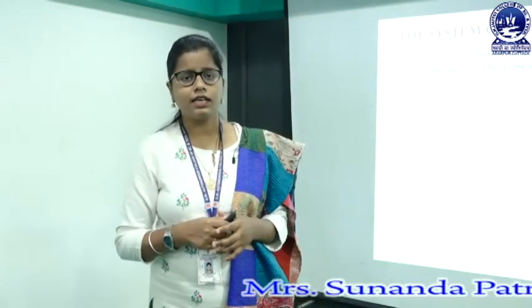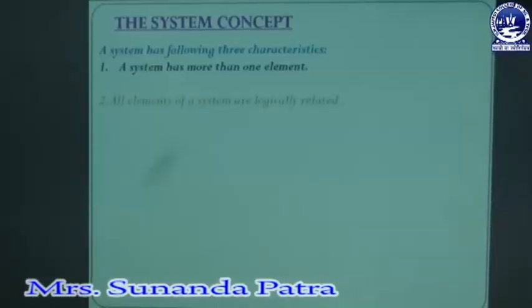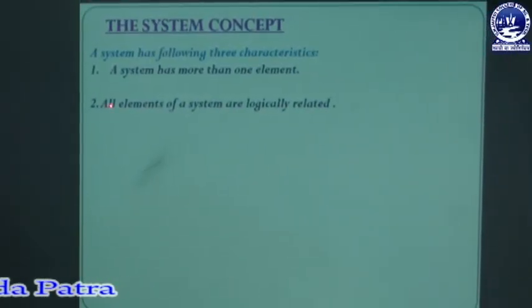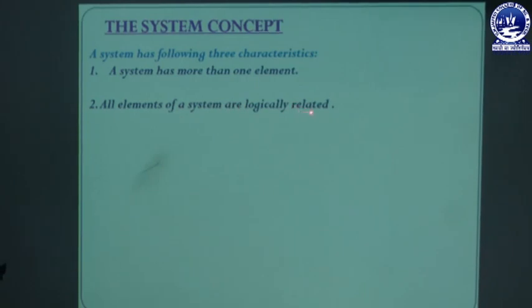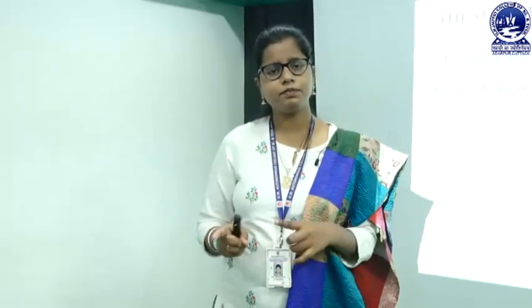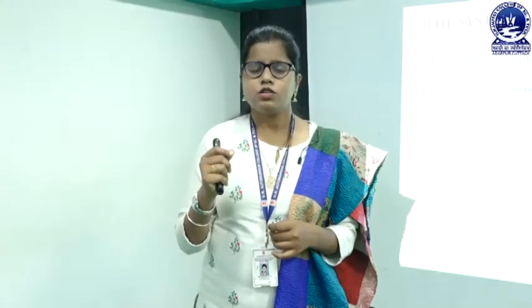Next, what is the second characteristic of the system? The second characteristic of the system is that all elements of a system are logically related. So what does that mean? Logically related means all components have different working principles, but they are combined together for performing a single task. So all these components are logically related. We cannot complete that particular task without having one element.